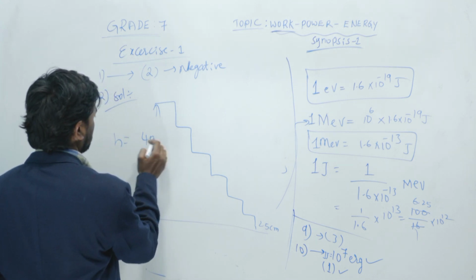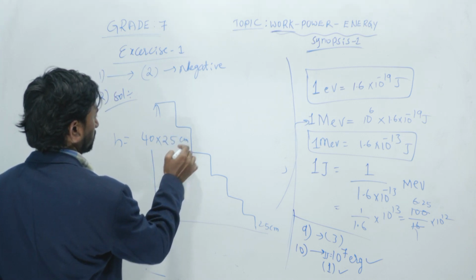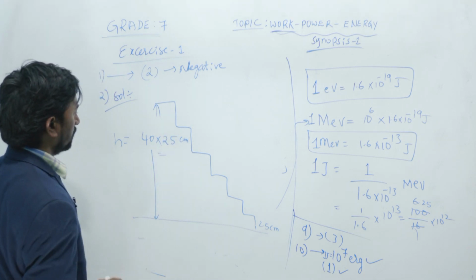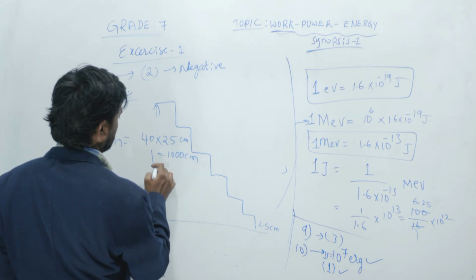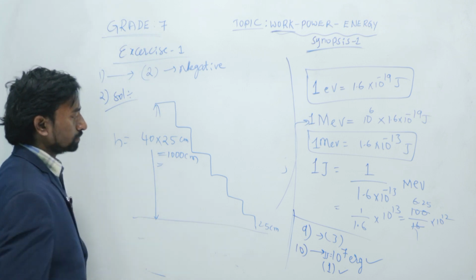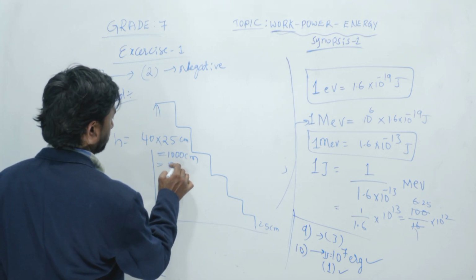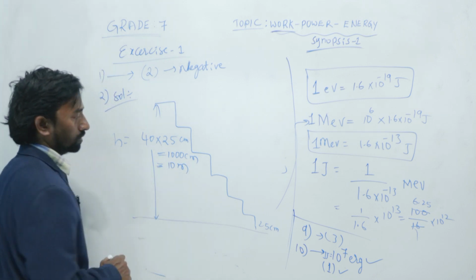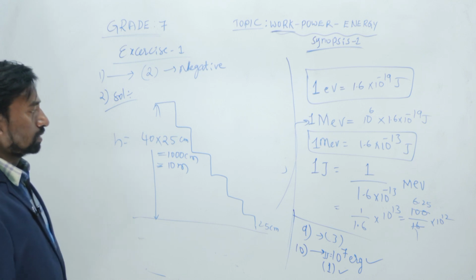Now h is equal to what? 40 steps into 25 centimeters, so it will be 1000 centimeters. Converting 1000 centimeters into meters, it is 10 into 100 centimeters, so we can write 10 meters. So h is equal to 10 meters.